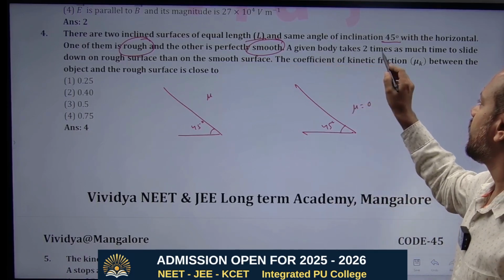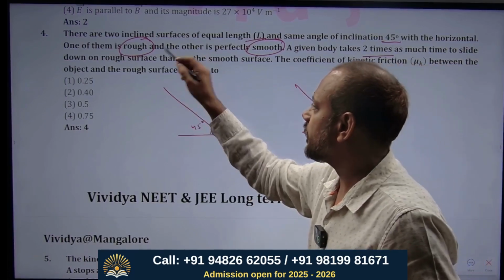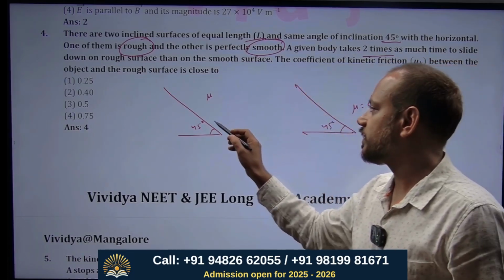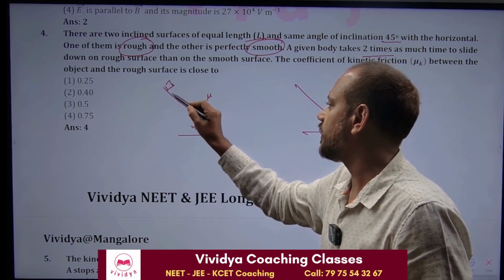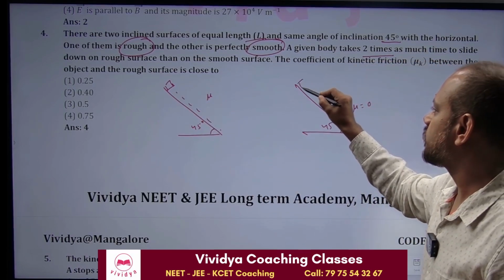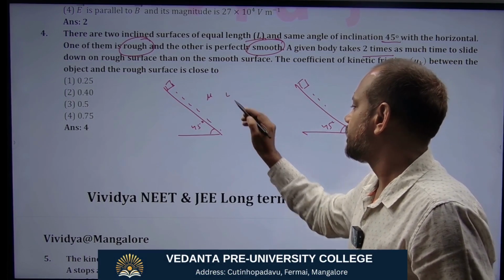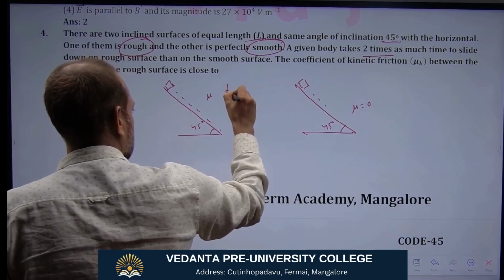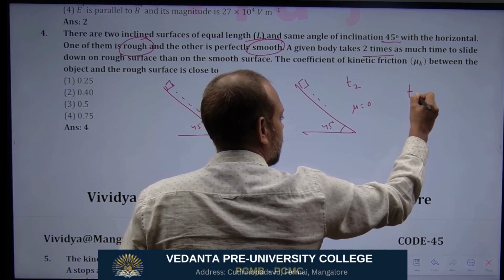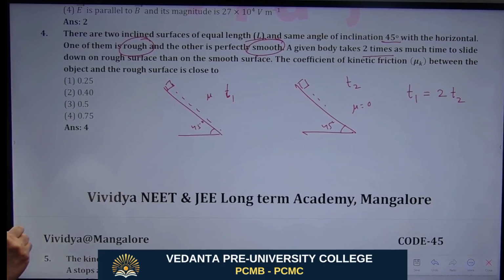So a given body takes 2 times as much time to slide down on the rough surface than on the smooth surface. Obviously, you will consider that on a rough surface, a body of some mass will take more time to slide and reach the bottom compared to that on a smooth surface, right? So let's call the time taken T1 and this T2. Then according to the question, T1 is quite more and it is exactly twice of T2, right?